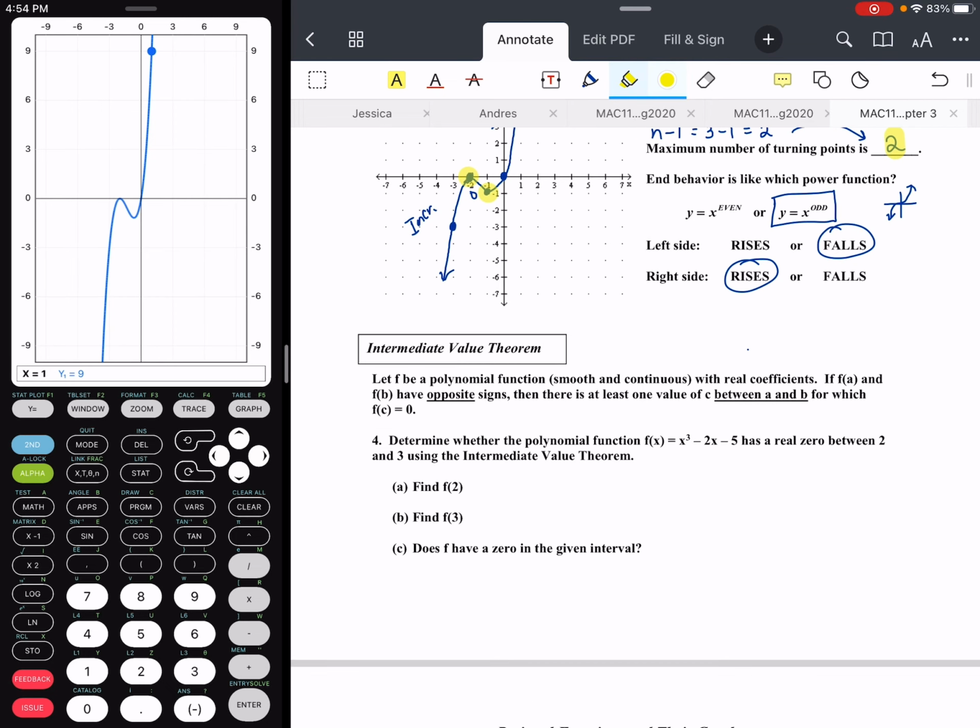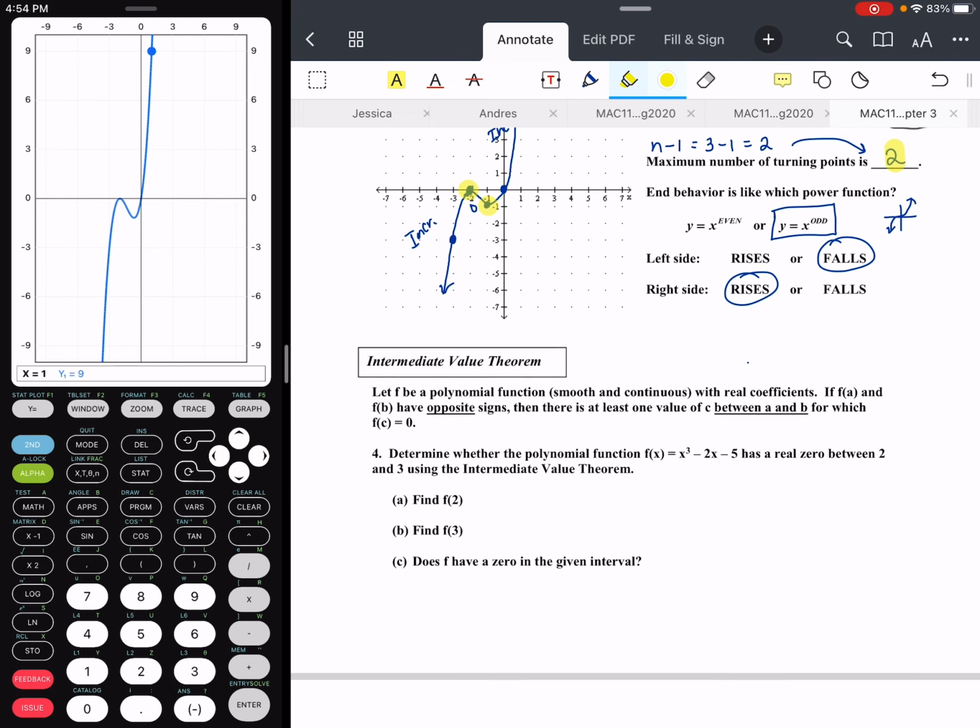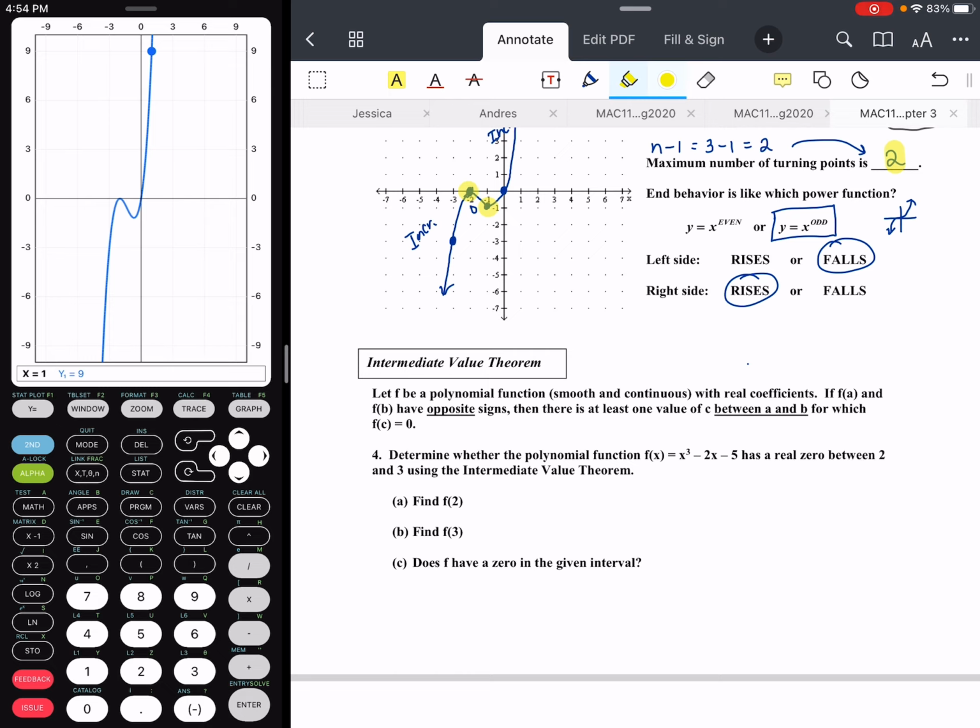Okay, and finally, let's talk about something called the intermediate value theorem. And this is one of those things in math where when you read it, it sounds really scary and intimidating and mathy. But then when you think about it, you're like, oh, well, duh, of course this is true. At least for me. Okay, so the intermediate value theorem.